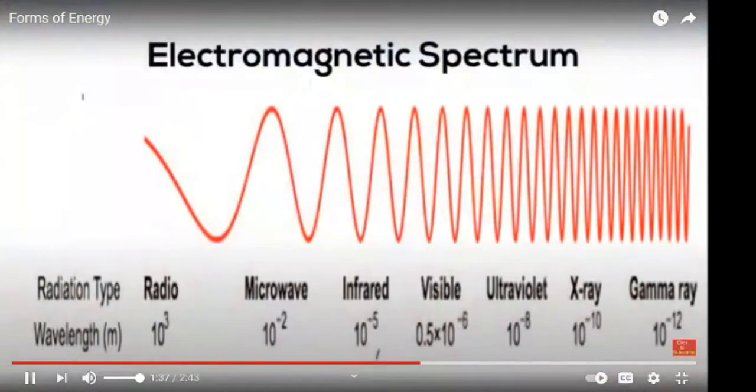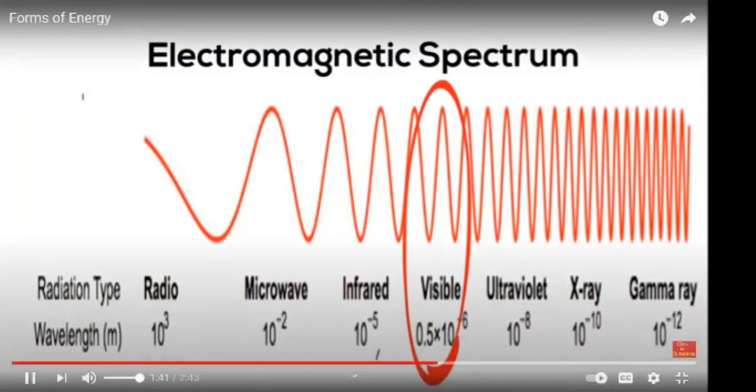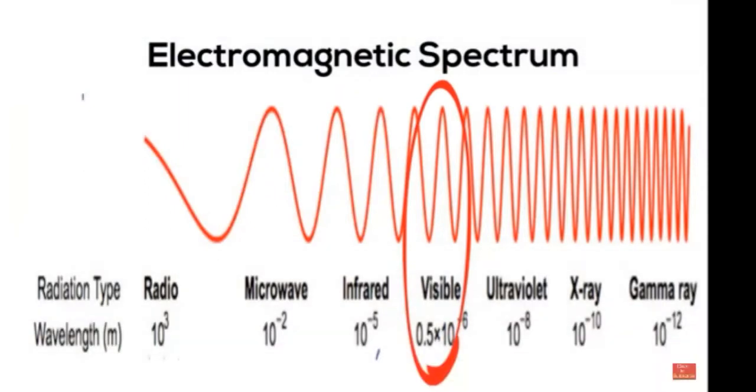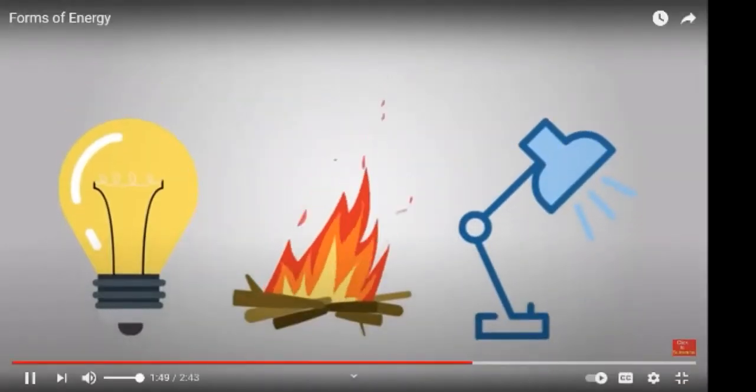Light energy is a form of electromagnetic radiation, which means it has electric fields and magnetic fields vibrating back and forth very quickly as a wave. Visible light is the portion of this radiant energy that we can see. Examples of light energy include light bulbs, a fire, or a lamp.